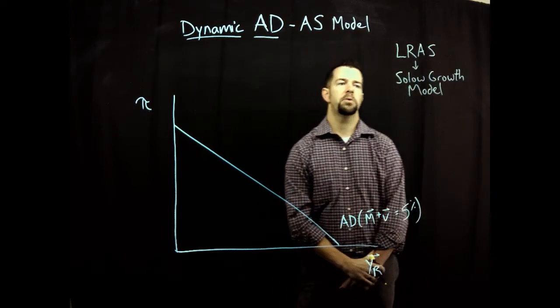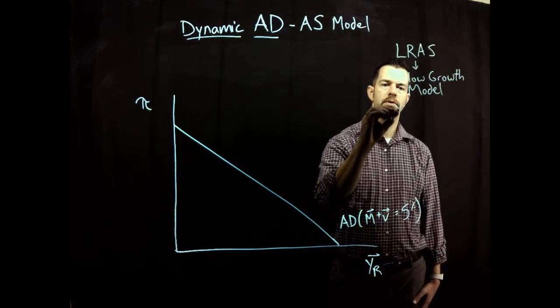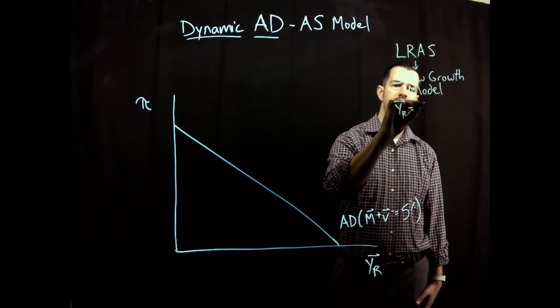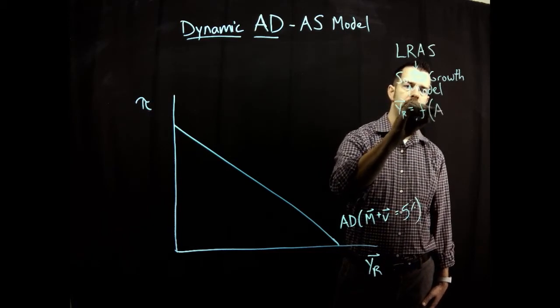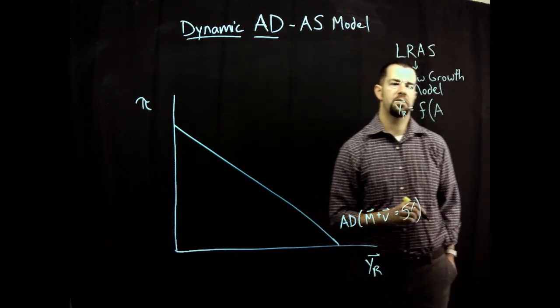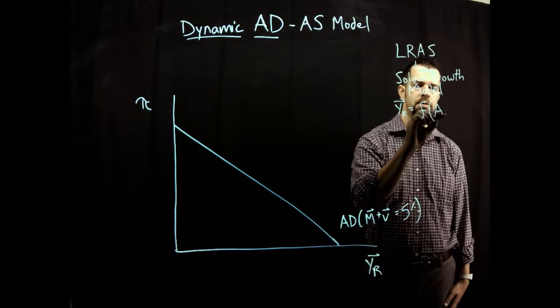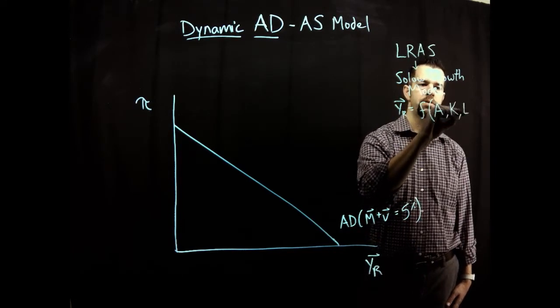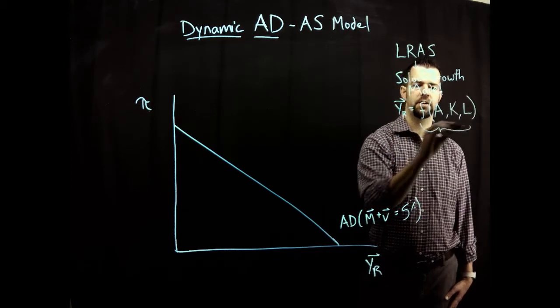And in the Solow growth model, it would tell you that real GDP growth is a function of A, which represents the level of technology, knowledge about how to do things, K, the level of capital, and L, the amount of labor. Or in other words, the factors of production.